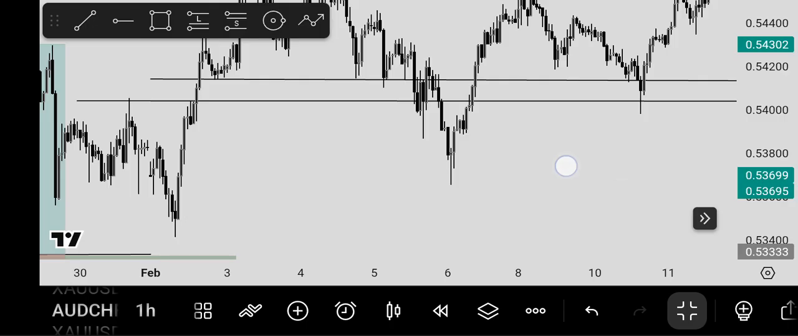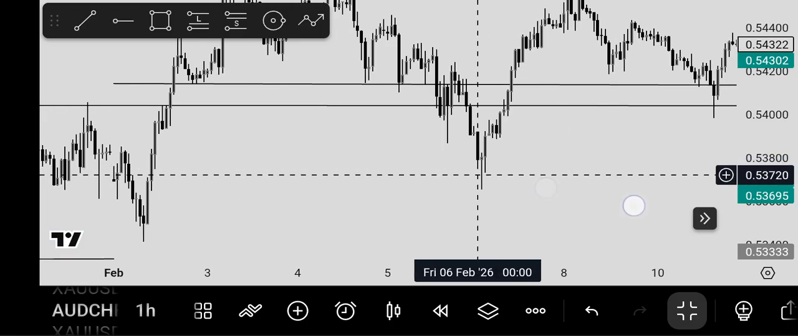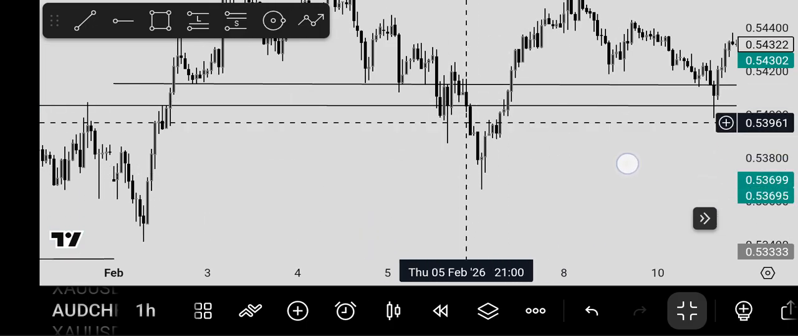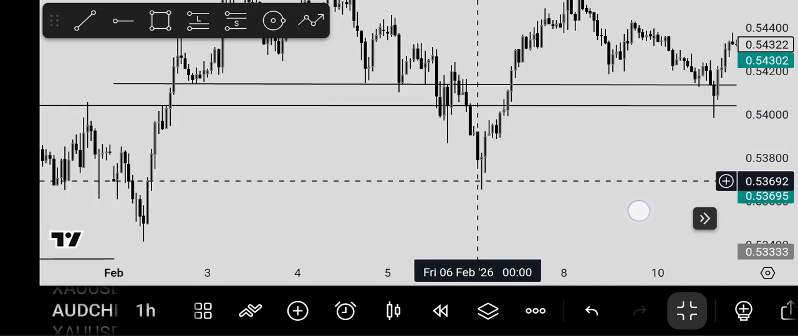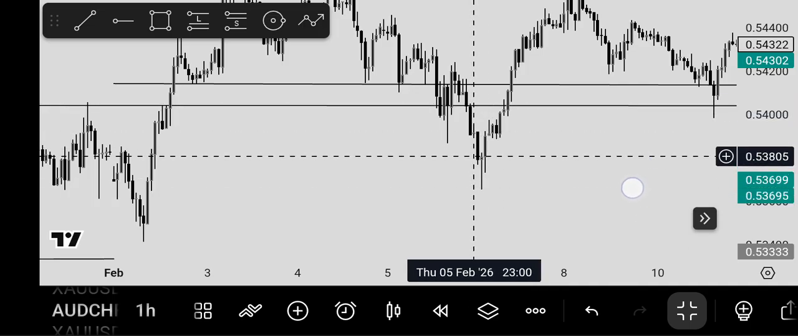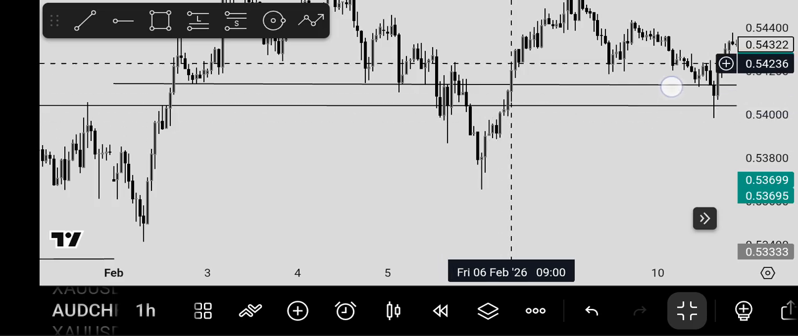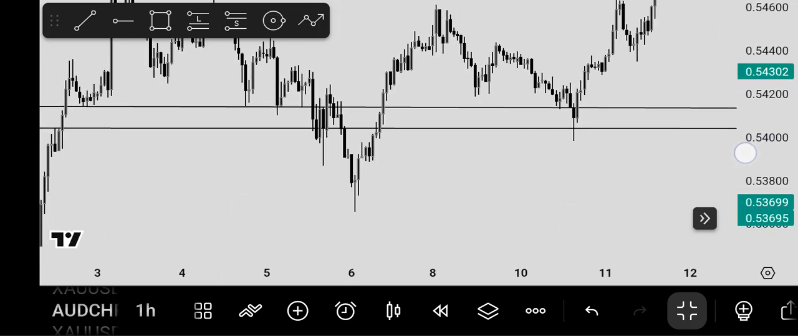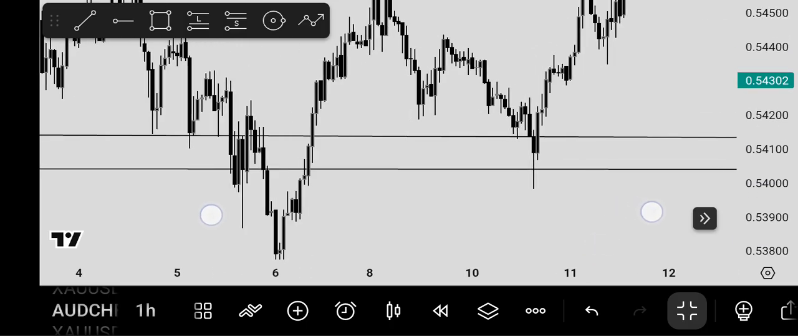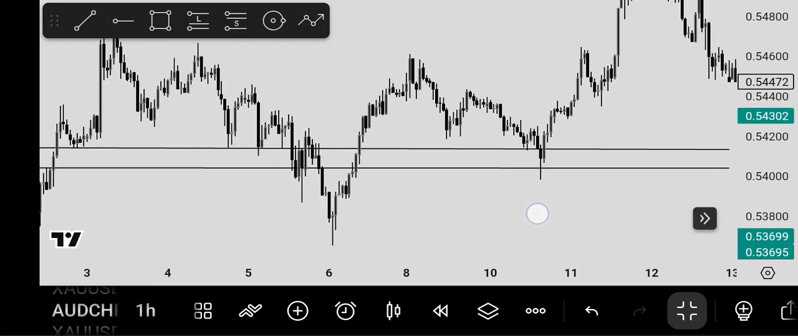So we waited for the price to give us what we're looking for here. When price came down here, we're seeing lower lows, lower highs, lower lows. When we came down here, we saw a higher high, higher low, and then price pushed to the upside. That was all I needed to see, that higher low, higher high.